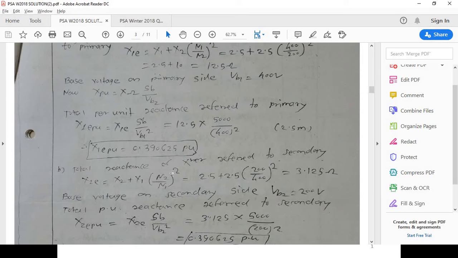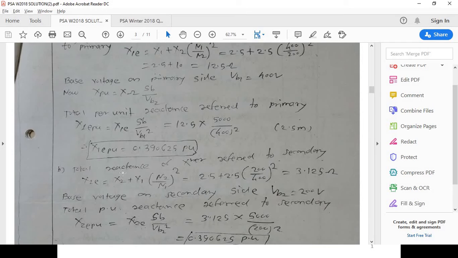So we will follow the same procedure. The total reactance of the transformer referred to the secondary will be X2E, where 2 denotes the secondary side of the transformer and E represents the equivalent value. So the equivalent reactance on the secondary side, X2E, is equal to X2 plus X1 into (N2 upon N1) squared. So X2 is 2.5 plus X1 2.5 into (N2 by N1), which is similar to V2 by V1, so 200 by 400 squared. So 3.125. We had calculated the equivalent reactance on the secondary side of the transformer.